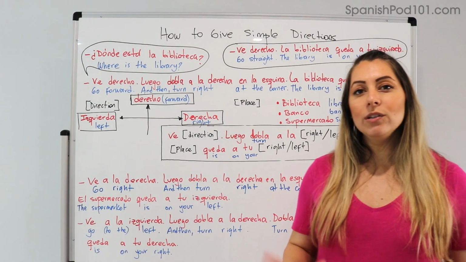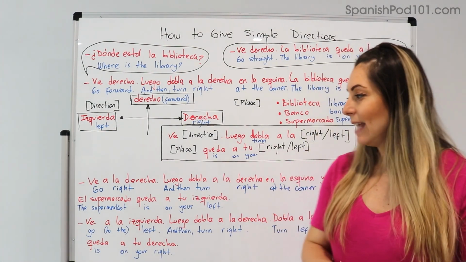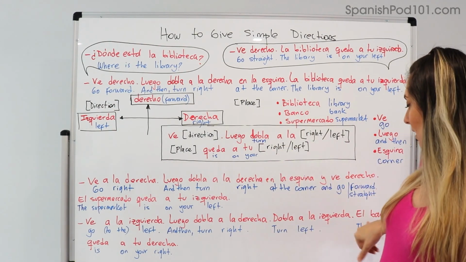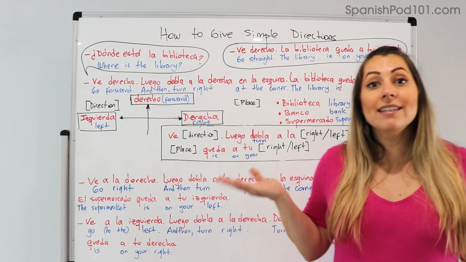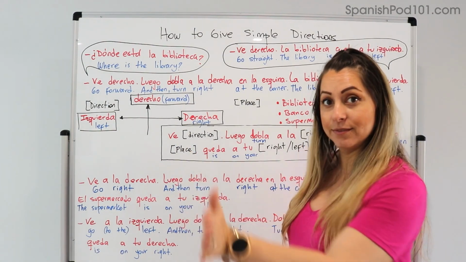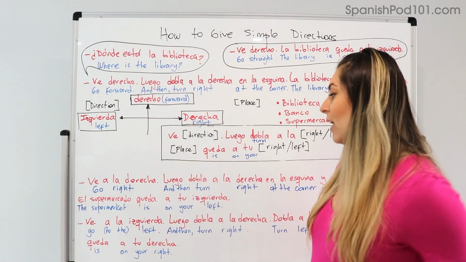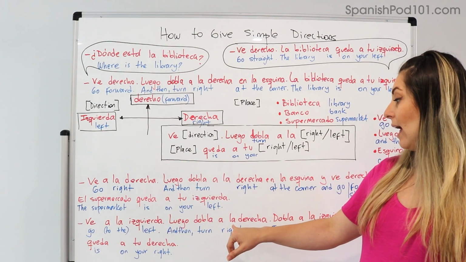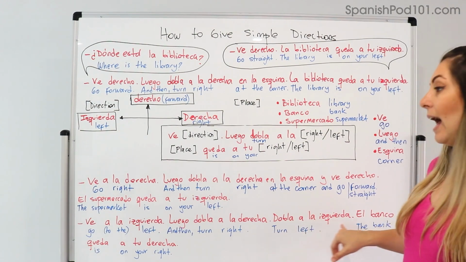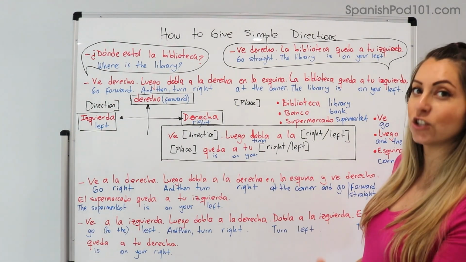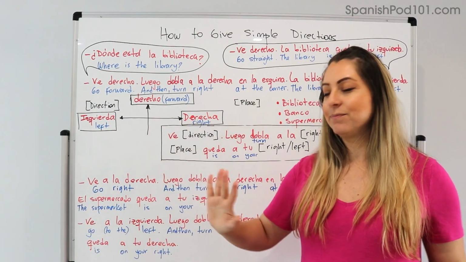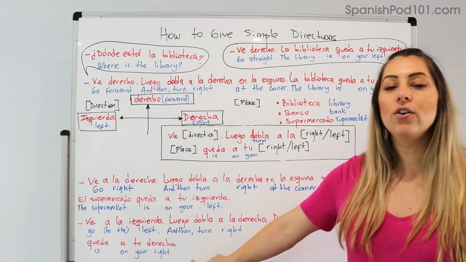Perfecto. Y vamos a ver el último ejemplo. Let's have a look at the last example for today. We are looking for el banco, ¿sí? The bank, el banco. ¿Dónde está el banco? Ve a la izquierda, ¿sí? Turn left or go left. Luego, dobla a la derecha. And then, turn right. Dobla a la izquierda. Turn left. El banco queda a tu derecha. See, the bank is on your right.